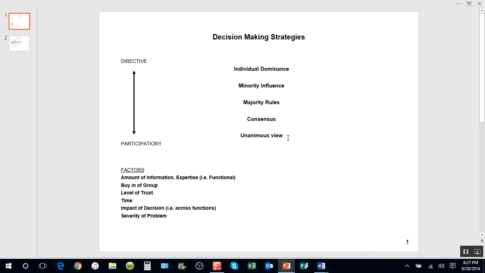If there were many different departments or functions involved, or a problem is highly severe, those might take more conversation, such as consensus or a unanimous view. So you'll notice I didn't mention the one in the middle, majority rules, as appropriate. And I'll tell you why. If you're going to be a leader, sadly, majority rules is the one you should avoid completely.